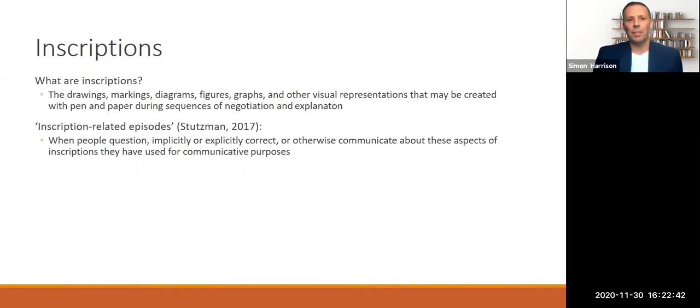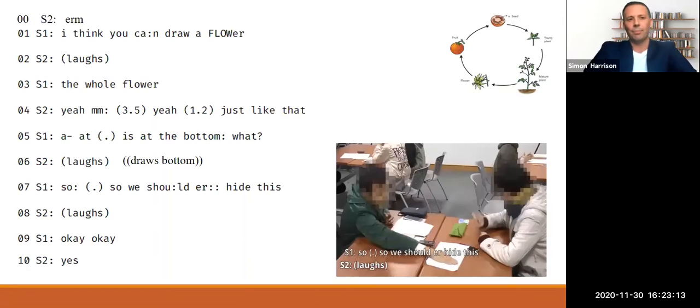And what he means by inscriptions is the drawings, markings, diagrams, figures, graphs, and other visual representations that may be created with, for example, pen and paper, but also chalk and blackboards, during sequences like this of negotiation and explanation. And just with another trick of terminology, inscription-related episodes would be those moments when people question implicitly or explicitly, correct, or otherwise communicate aspects of these inscriptions that they're using to negotiate meaning.